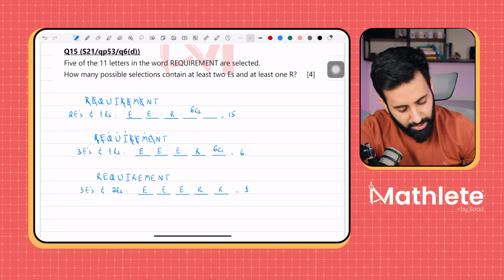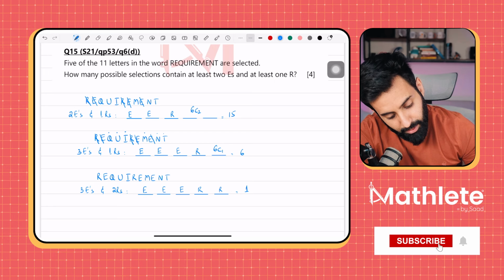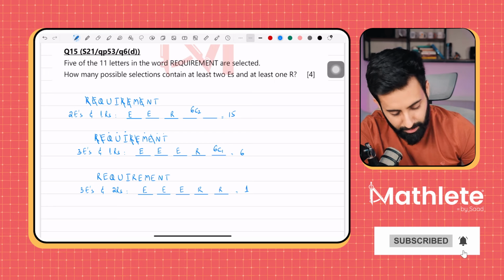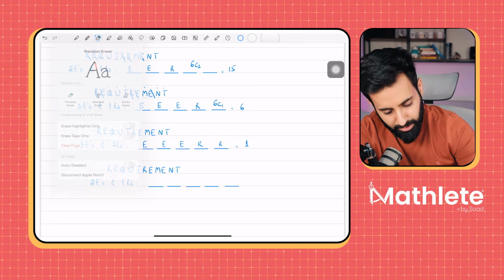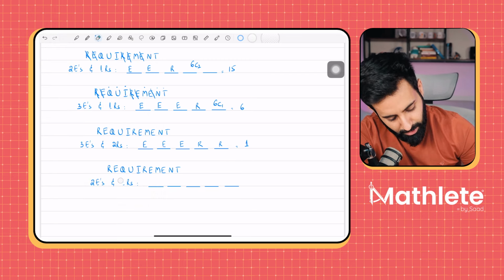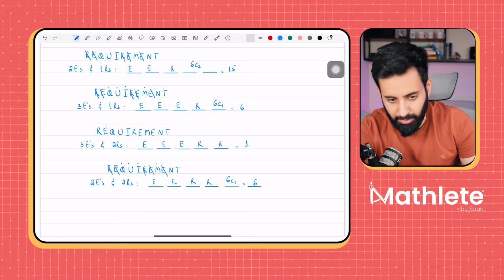Is there any other possibility? We have done 2 E's, 1 R. What about 2 E's, 2 R's? I think we didn't do that. Yeah, we didn't do that. 2 E's and 2 R's is also possible, because we have 3 E's in total and 2 R's in total. So we cross out the E's, and 2 R's, so we cross out the R's. Now what are we left with? We're left with 1, 2, 3, 4, 5, 6. So we're left with 6 letters and we have to select only 1. So that's 6C1.